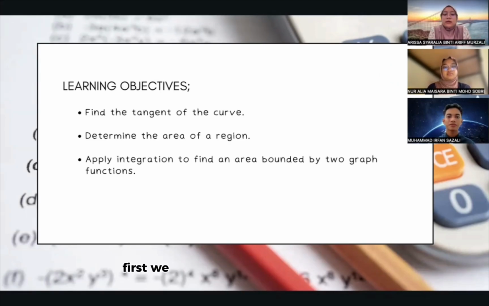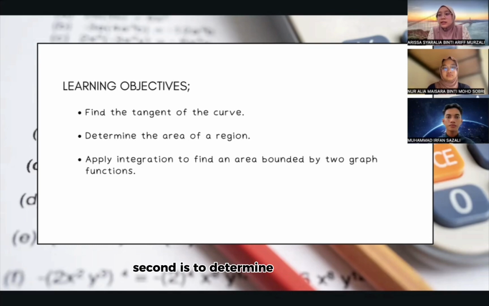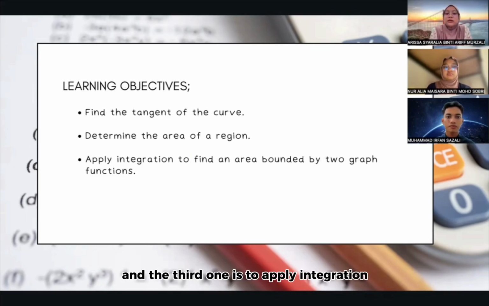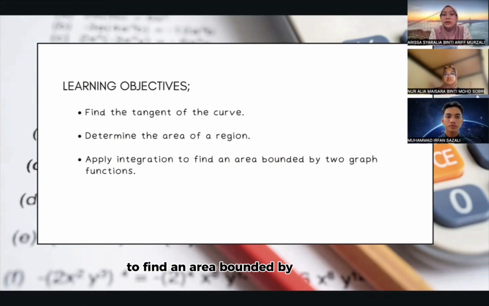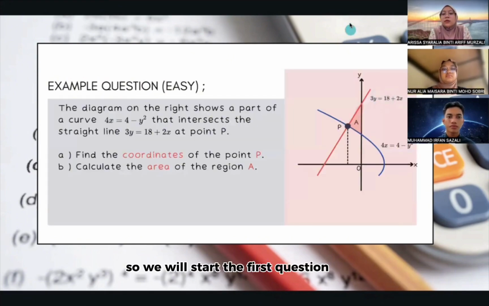First, the learning objective is to find the tangent of the curve. Second is to determine the area of a region, and the third one is to apply integration to find an area bounded by two graph functions. So we will start the first question with Irfan.